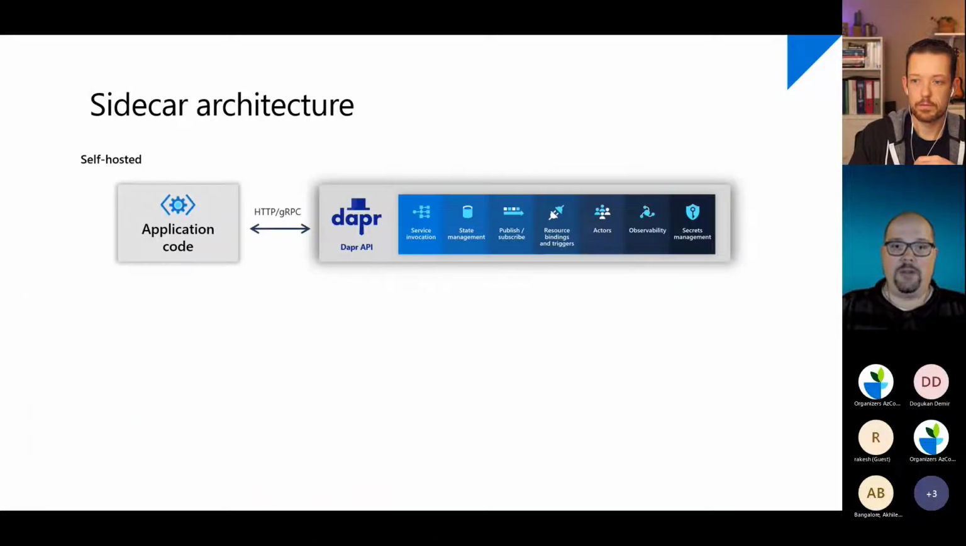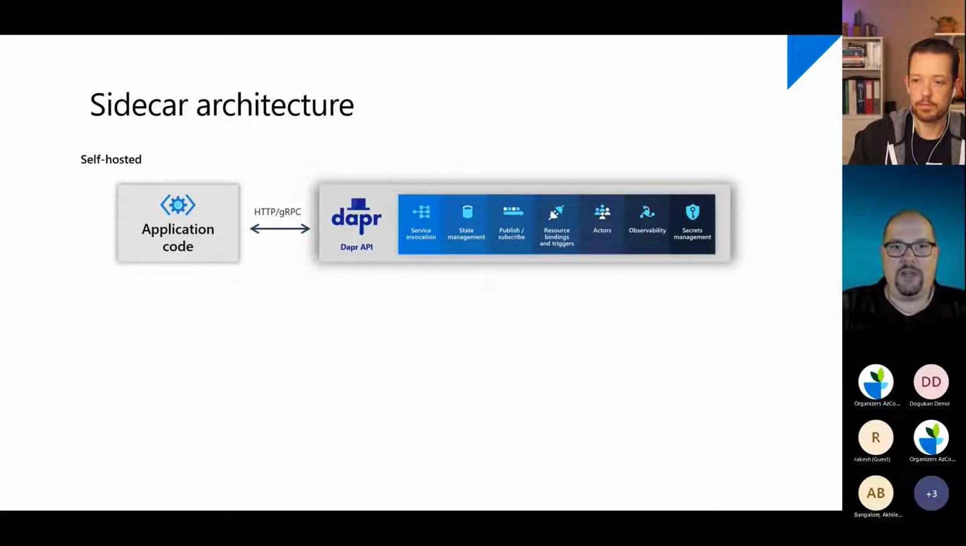So if we look at how Dapr is deployed, it uses a sidecar pattern, and the sidecar pattern is really important to grasp and to understand how this works, because this is mostly where people go wrong when they start working with Dapr and they have something that doesn't work. You really have to think about, okay, how does this work?